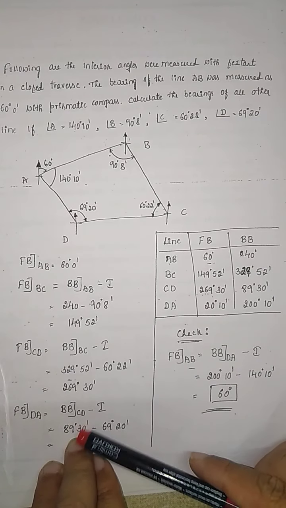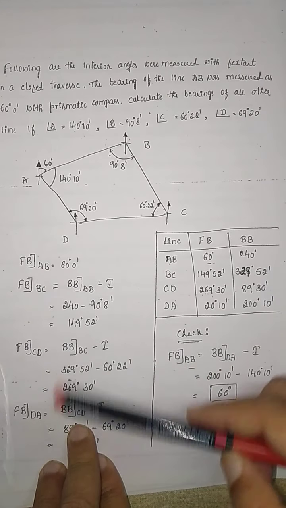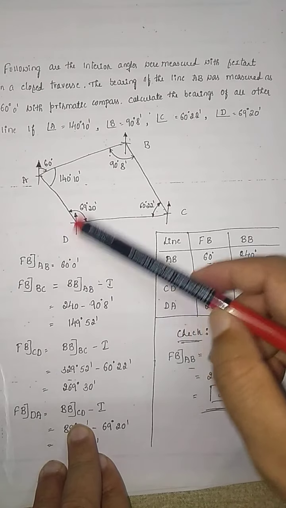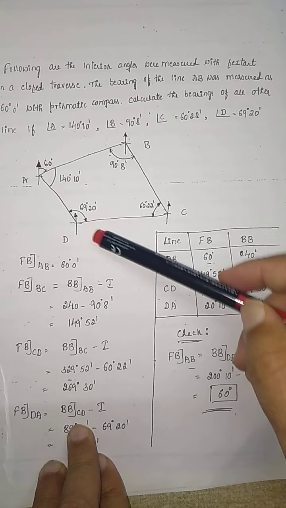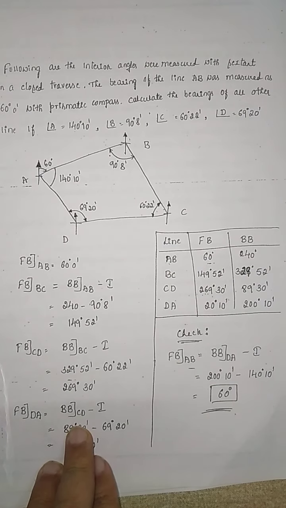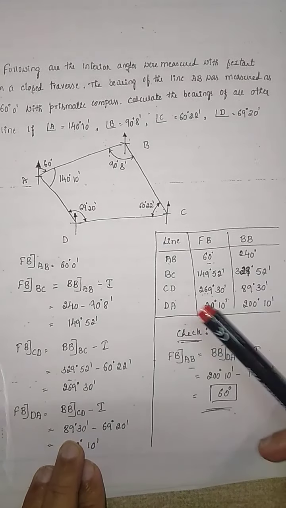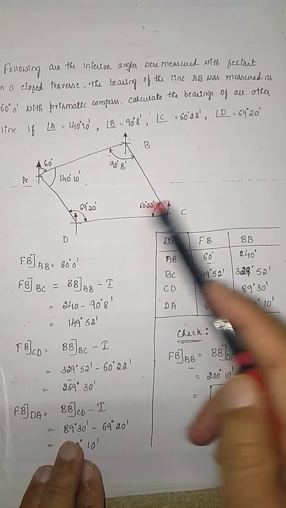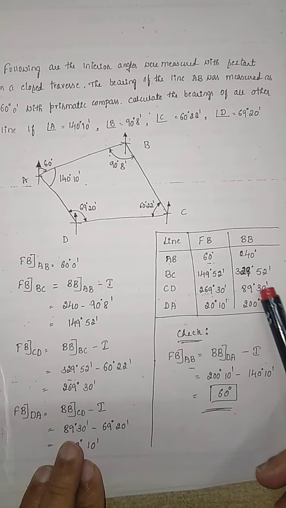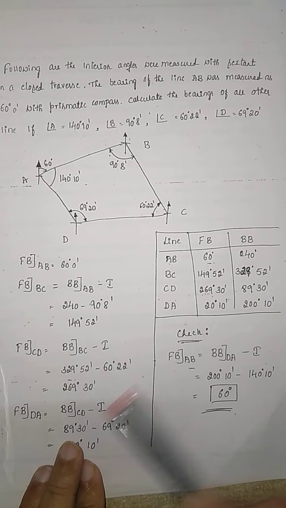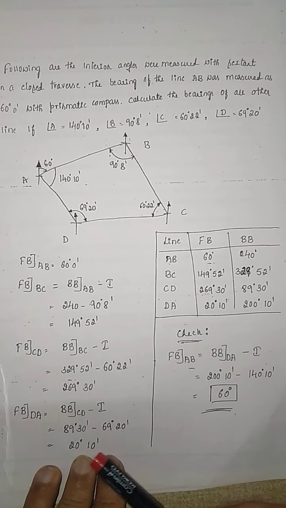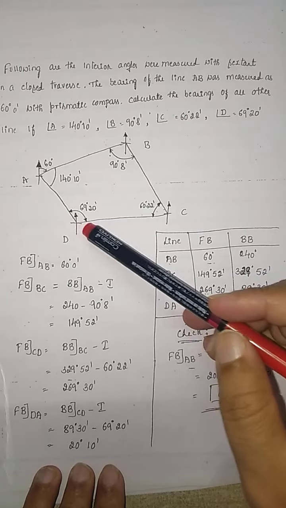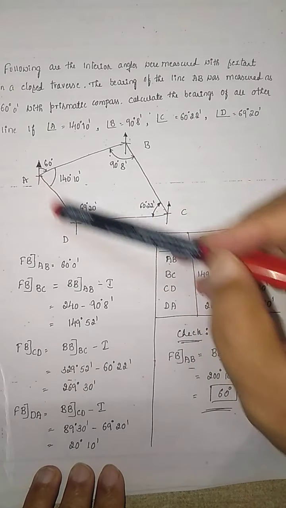Again, the fore bearing of the line DA, if you want to calculate, what you need to find out? The back bearing of the line CD, and minus the included angle. Again the included angle is given to you. So the back bearing of the line CD is how much? DA is how much? It is 89 degrees 30 minutes minus the included angle 69 degrees 20 minutes. So you have got the fore bearing of the line DA.